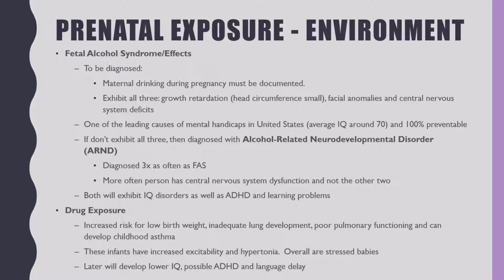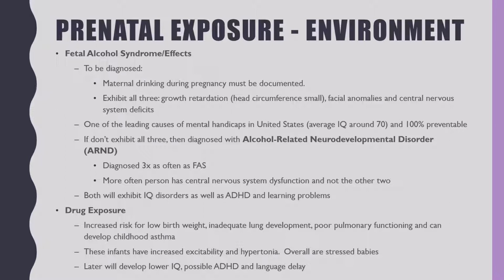If a child does not exhibit all three, then he will be diagnosed with alcohol-related neurodevelopmental disorder. This is diagnosed 3 times as often as FAS, and more often the person has central nervous system dysfunction and not the other two. Both of these disorders will exhibit IQ disorders as well as ADHD and learning problems.